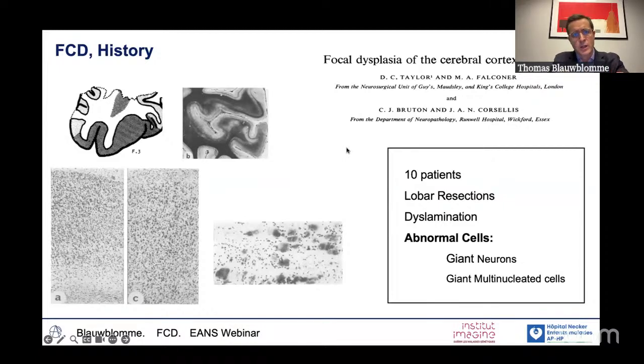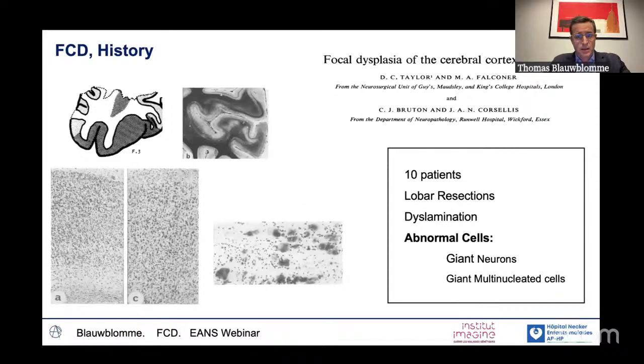If we go back to history, actually, it was described more than 40 years ago by a team in England that showed that in 10 patients who had focal seizure with a young age onset, during surgery, the guys did lobar resection and they were able to find always the same feature on the histology, which was a disorganized architecture of the cortex, presence of giant neurons plus multinucleated cells, the so-called Taylor neurons, actually, that we are still using as a critical landmark for the diagnosis.